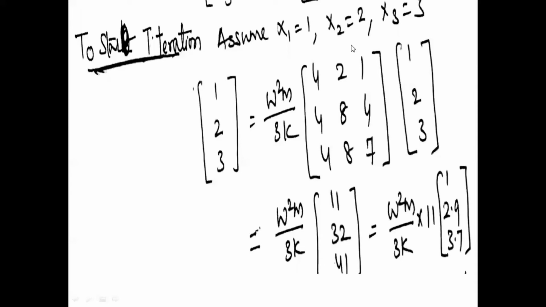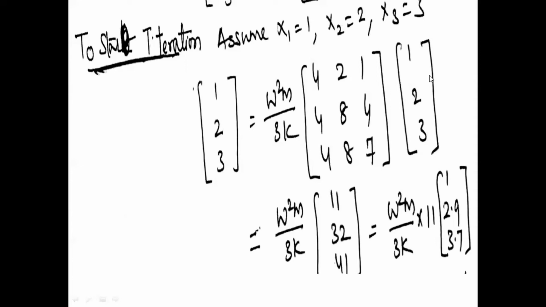Now, to start the solution, since it is an iterative method, what we have to do is initially take the mode shape by assuming x1 is equal to 1, x2 is equal to 2, and x3 is equal to 3. So put these values of x1, x2, x3 here, on the right hand side.